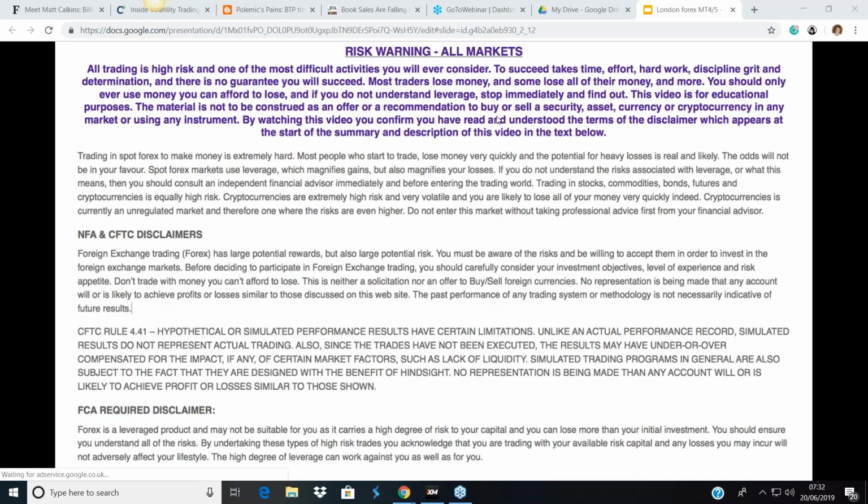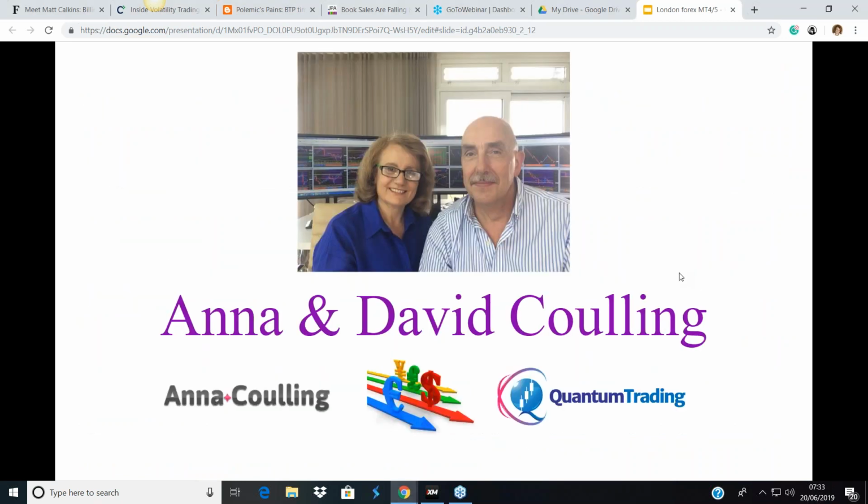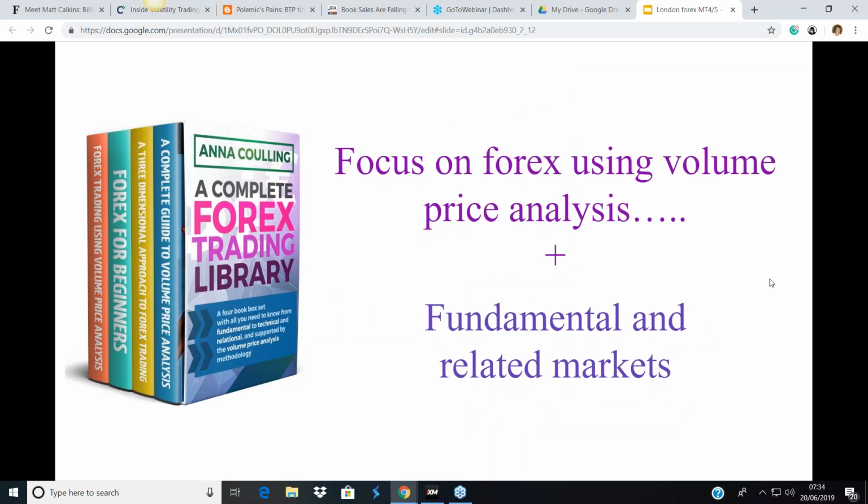In this session and all the sessions, we look at the markets through the prism of volume price analysis, supported by our quantum trading tools. I know we have lots of new people come to these sessions, as well as some of our quantum users, some of the students on the Forex program, and traders who have perhaps just read the books. If you don't fall into any of those categories, you can learn about volume price analysis in the books that are on Amazon. But with Forex, we don't just look at the technical analysis, which is the VPA, we also look at the fundamental and related markets.